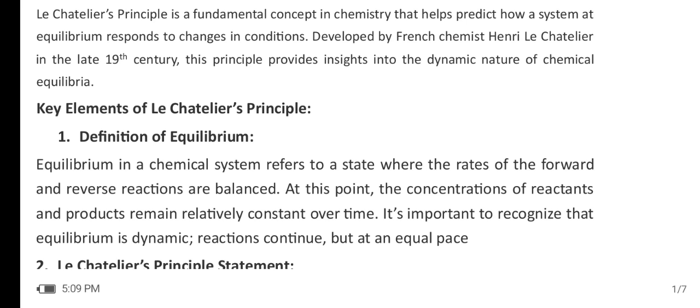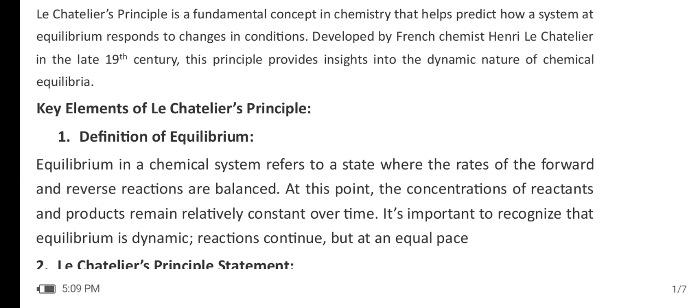First, the definition of equilibrium. Equilibrium in a chemical system refers to a state where the rates of the forward and reverse reactions are balanced. When we say equilibrium, it is a state of balance between opposing forces or reactions. At this point, the concentrations of reactants and products remain relatively constant over time. It's important to recognize that equilibrium is dynamic: reactions continue but at equal rates.